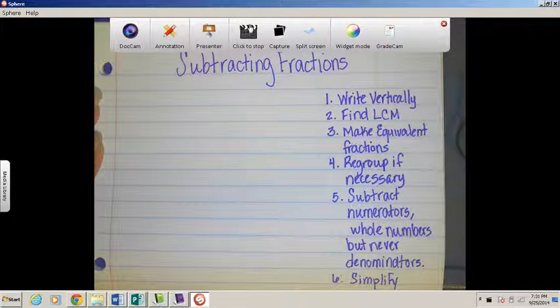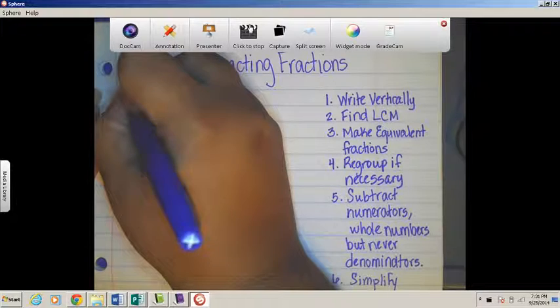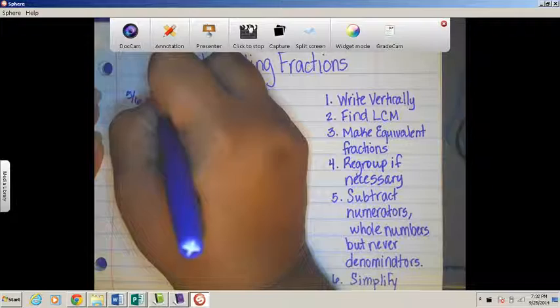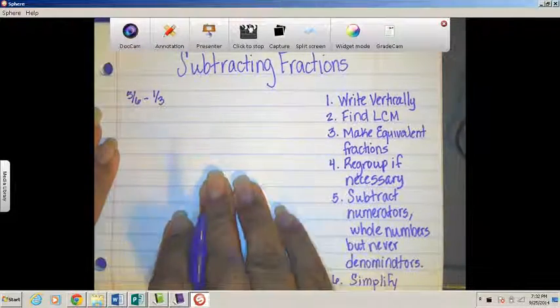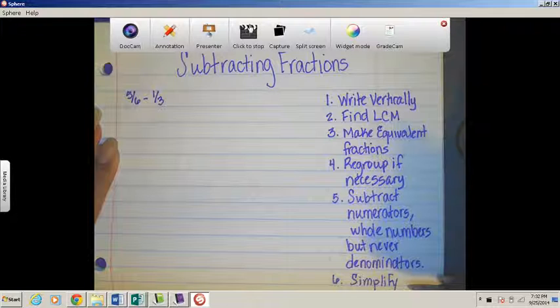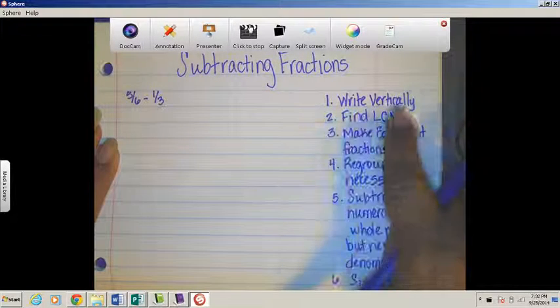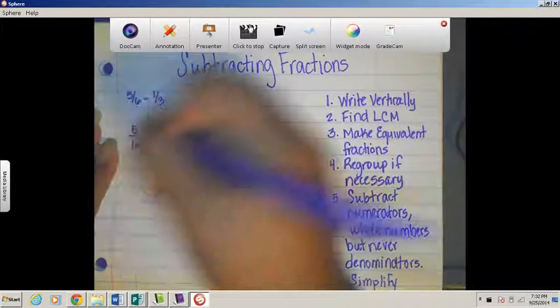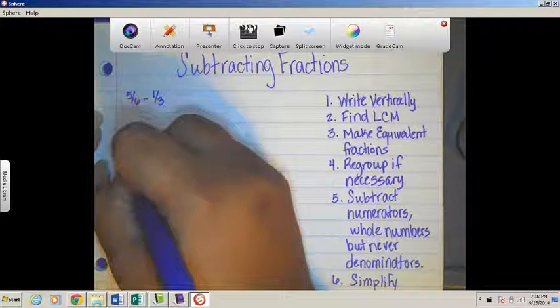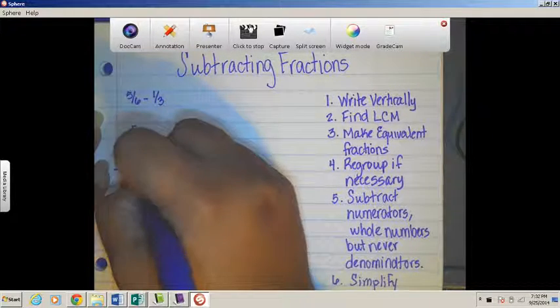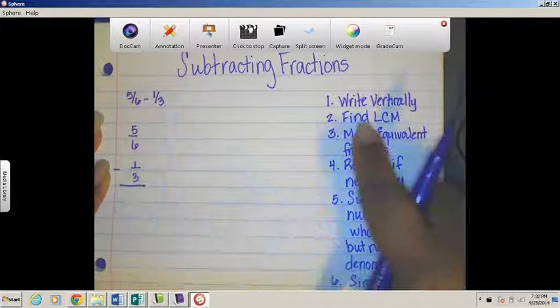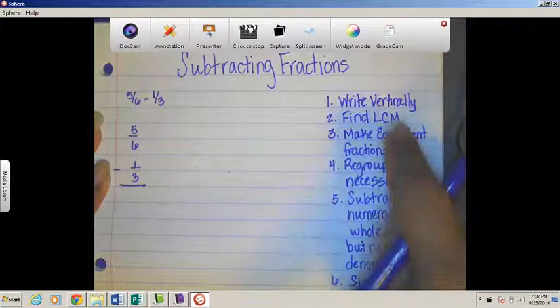Subtracting fractions. 5/6 minus 1/3. Subtracting fractions, you follow the same rules as adding fractions. First, we write them vertically. 5/6 minus 1/3. If the denominators are not the same, then we find the least common multiple.